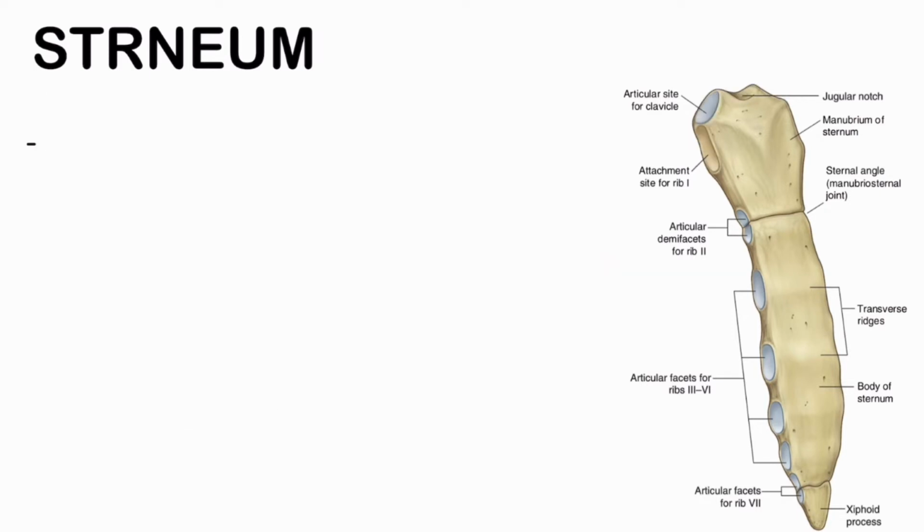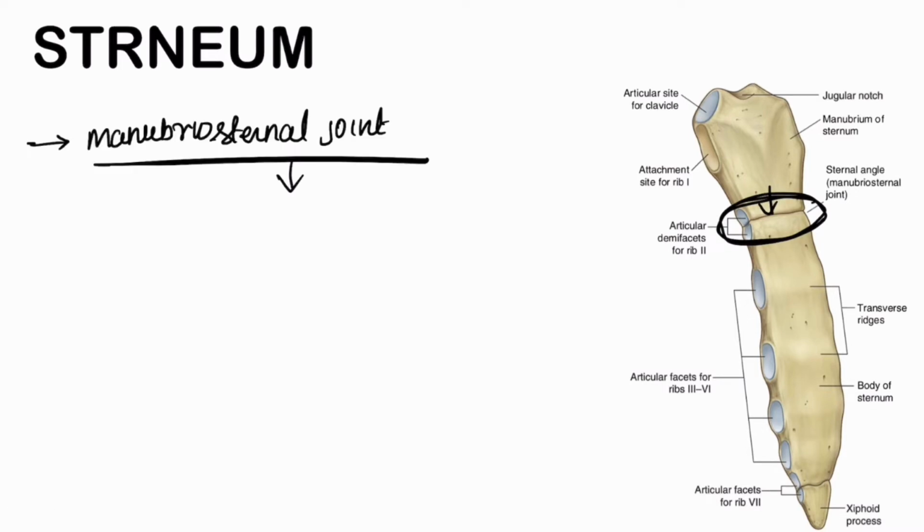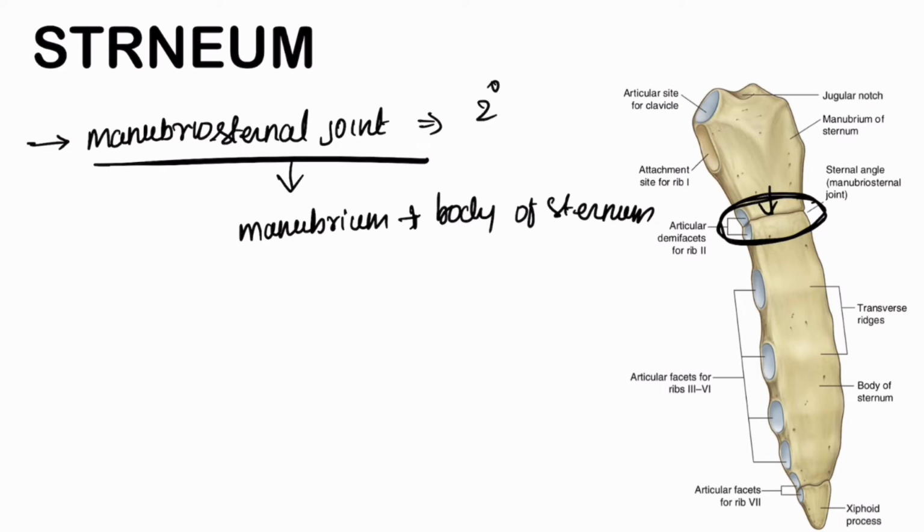This manubrium is attached to the body of the sternum here. This is the joint here. That joint is known as the manubriosternal joint. This is the joint where the manubrium is attached to the body of the sternum. This joint is a secondary cartilaginous joint.